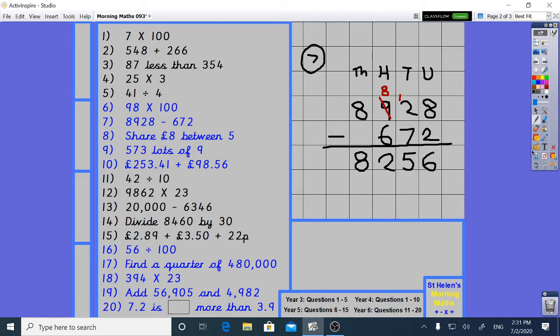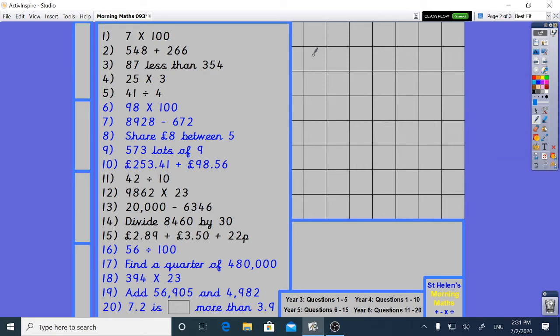And we're on question 8. Share £8 between 5. Now, I think it's the first time I've shown you for anything like this. This is division. Share is division. 8 divided by 5. 8 divided by 5. Now, the way Year 3 would do it, you would say, how many 5's in 8? 5 is just 1, but there's 3 left over, so 1 remainder 3.